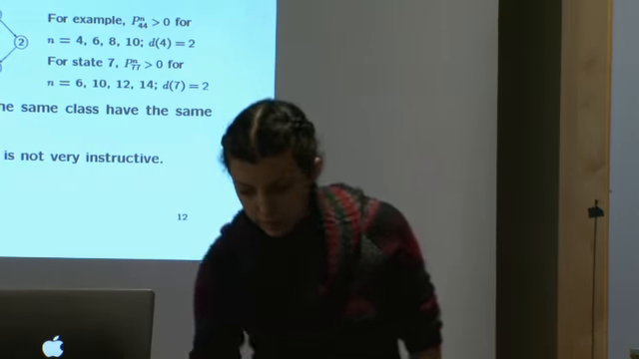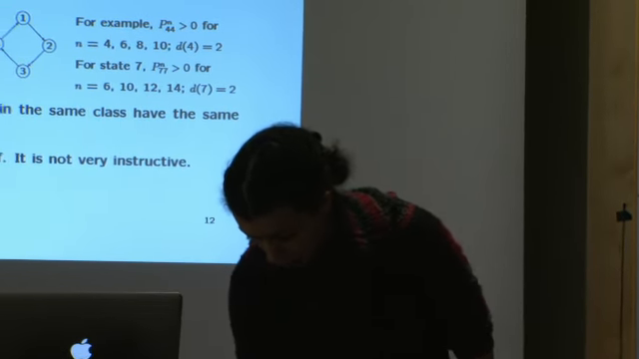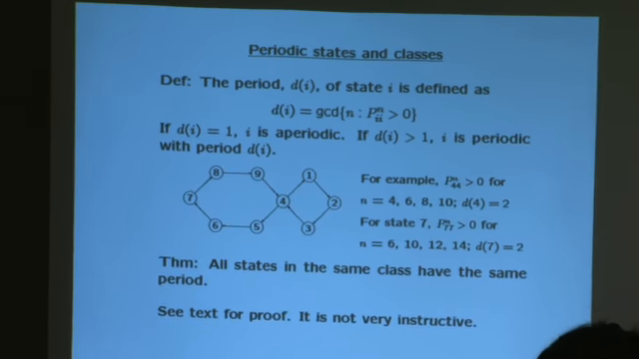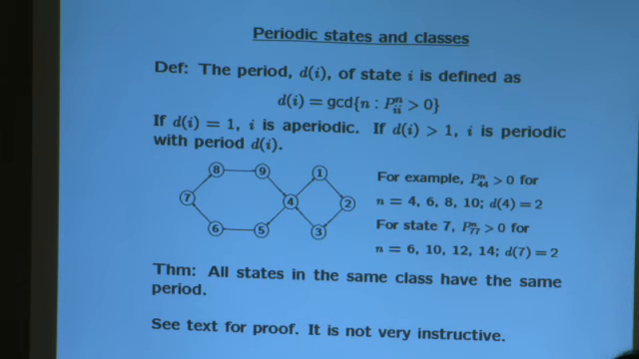So the next definition that we have is the definition of periodic states and classes. I told you about the number of steps in a walk. When I say that there's a walk from some state to another state, I don't specify the number of steps needed to get from one state to the other. So assuming that there is a walk from state i to i, meaning that i is accessible from i, you know, it's not always true.